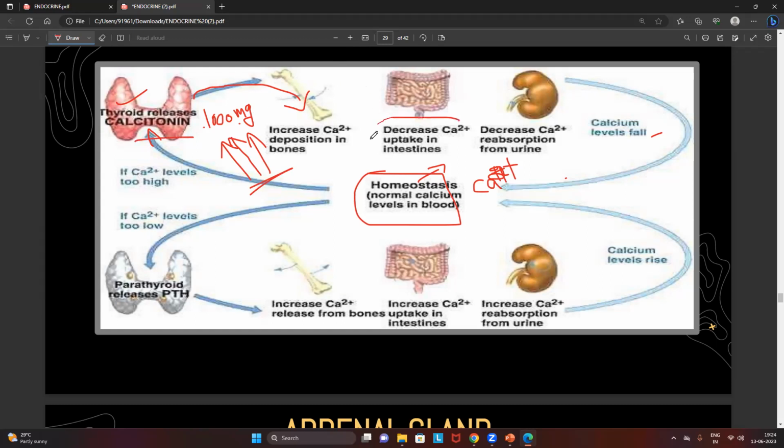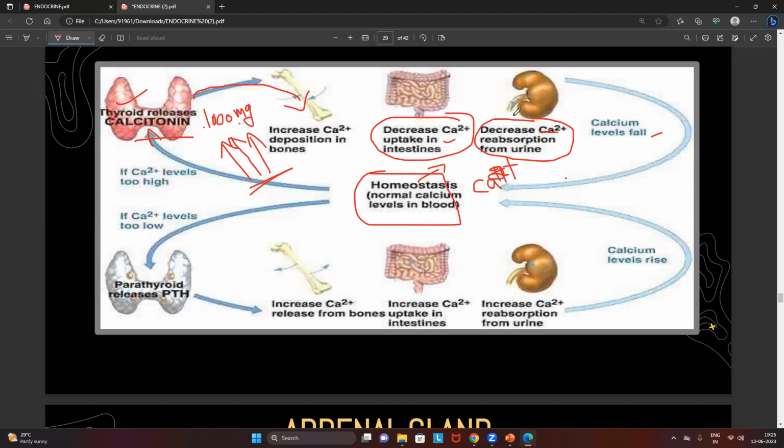Then it will decrease the calcium uptake in the intestine. What do you mean by that? It is not taking any calcium from the food in the intestine, because you know, right, the intestine is the region where the maximum absorption is taking place. So from the food, the intestine will stop taking the calcium. As a result, no new calcium is entering. And whatever calcium is already present, it is moving out in the form of urine. So we are decreasing the calcium reabsorption. We are not taking back the calcium. We are sending the calcium out.